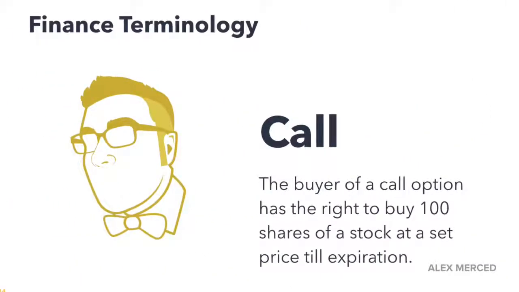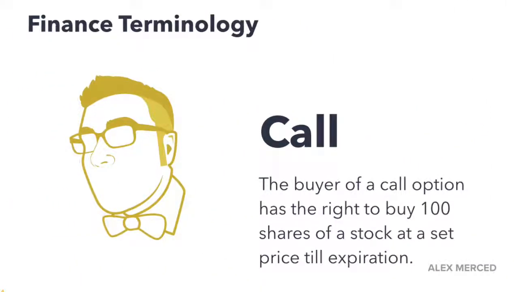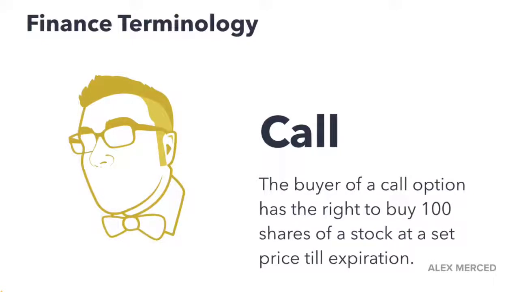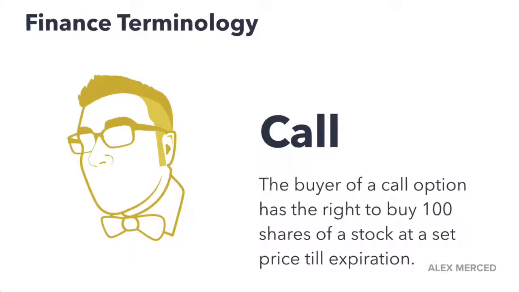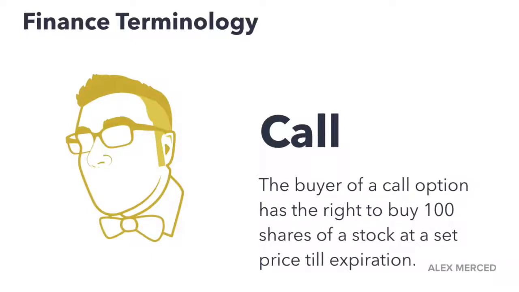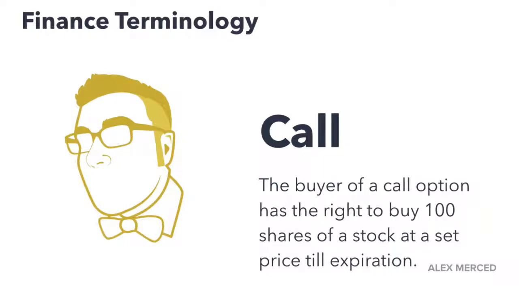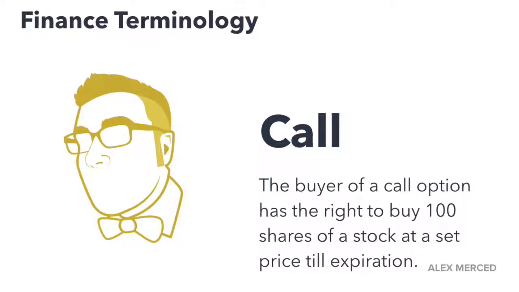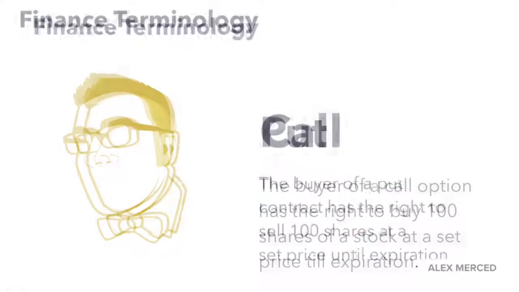A call option. The buyer of a call option has the right to buy 100 shares of a stock at a set price till expiration. You would want to buy a call option if you expected the price to rise, because if you can lock in today's price, that means tomorrow when the price is higher, you can buy at yesterday's price and sell it at the current higher price.